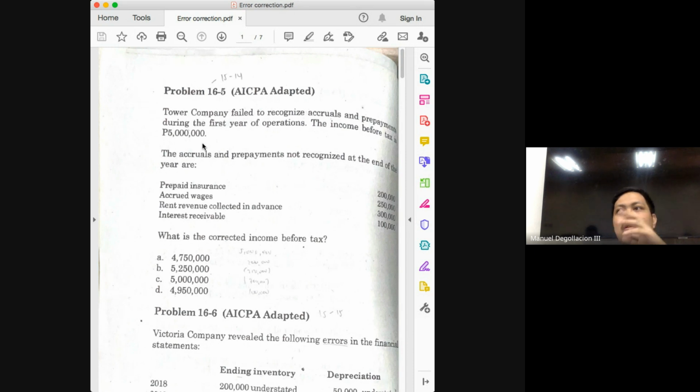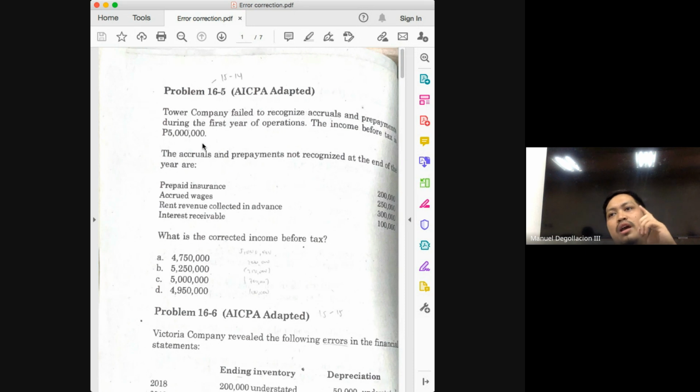And this is now where you get confused if you simply memorize. Okay, the rules are different, class. You cannot have one rule if it's understated, one rule if it's overstated. It depends on what is understated or overstated. So for example, for your prepaid insurance, it was understated, but since it is the expense that is understated, then your income is overstated. Here, rent revenue is understated. The net effect to your net income would be net income is also understated.